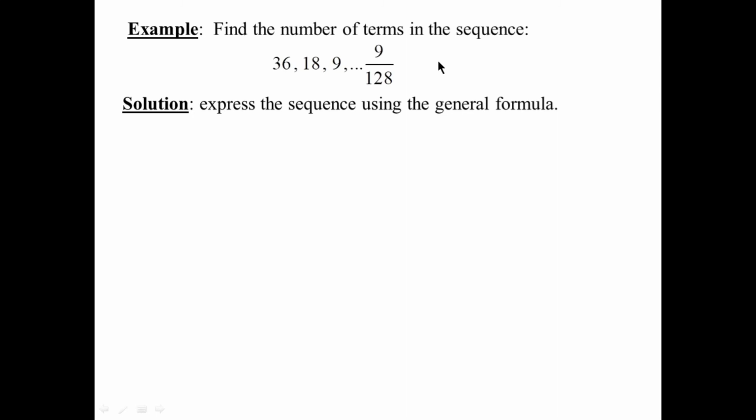Express the sequence using the general formula. Well, we know that a is 36. We know the formula is t sub n equals a times r to the n minus 1. So r is 18 over 36, which is the same as 9 over 18, which is 1/2. And this is our general formula. But this is t sub n. This is the nth term. So this 9 over 128 gets plugged right in here for t sub n.